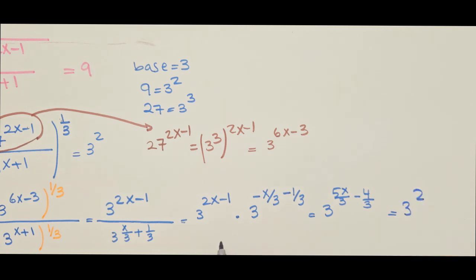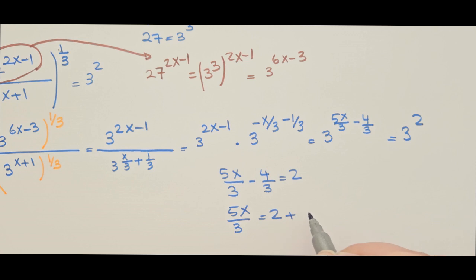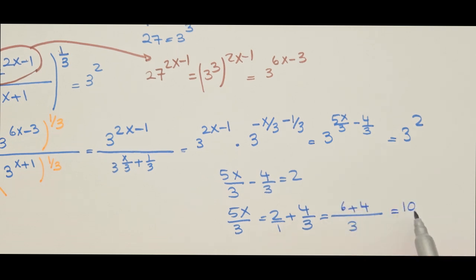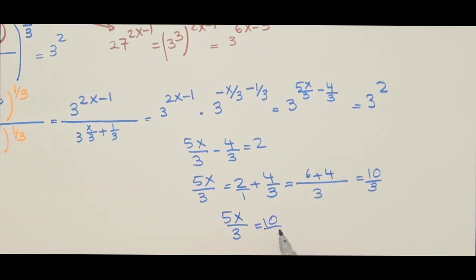So from here we have to equate the powers: 5x divided by 3 minus 4 over 3 equals 2. Okay, so I have to move everything to this side. 2 plus 4 divided by 3. So for those of you who need a reminder, you have to find a common denominator here. The common denominator is 3, so that would be 6 plus 4, which is 10 over 3. Okay, so from here you should say 5x divided by 3 is equal to 10 over 3.